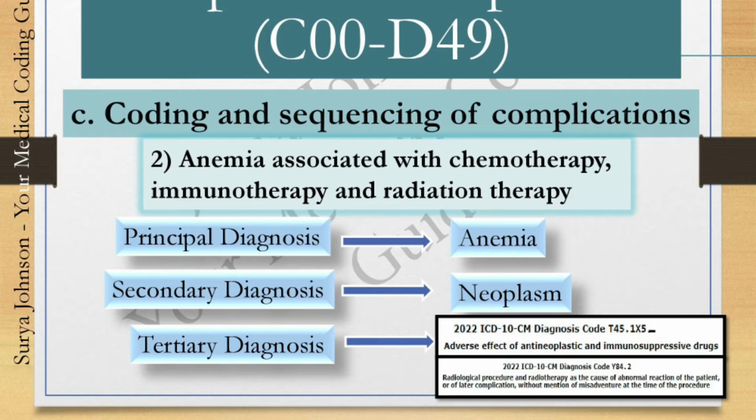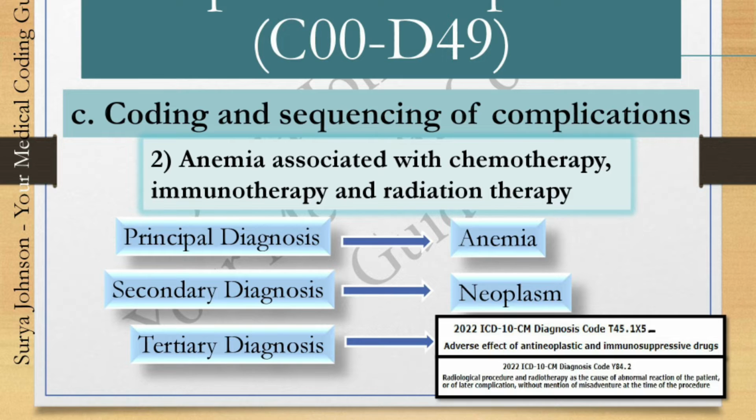The tertiary diagnosis will be adverse effect of anti-neoplastic and immunosuppressive drugs, that is T45.1X5, and also Y84.2, which is radiological procedure and radiotherapy as the cause of abnormal reaction of the patient or later complication, without mention of misadventure at the time of the procedure. You add this tertiary diagnosis to show that there is an adverse effect of the anti-neoplastic and immunosuppressive drugs that has resulted in the anemia. So, this is how you will code.